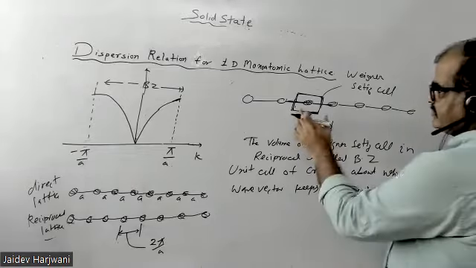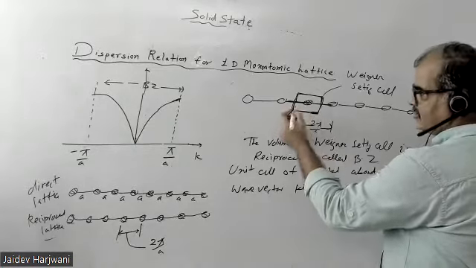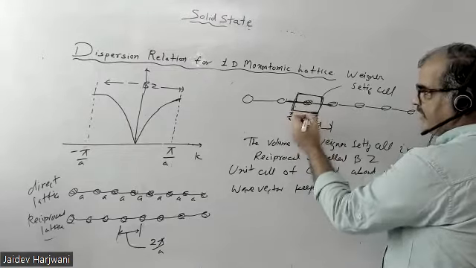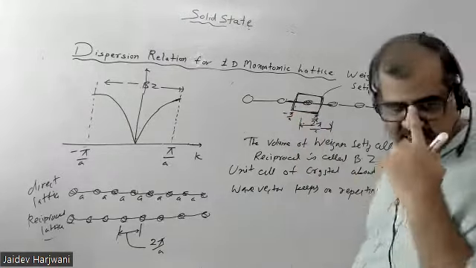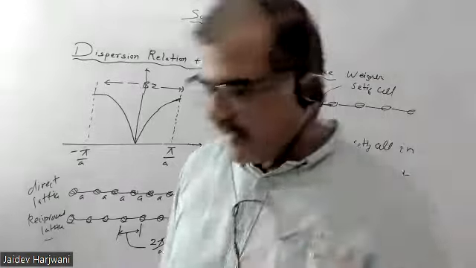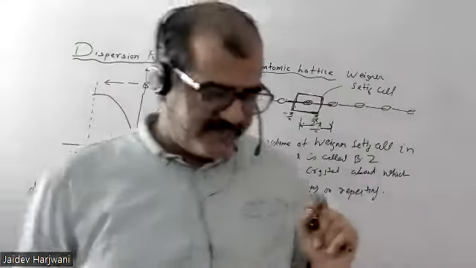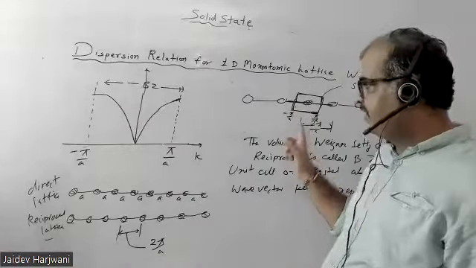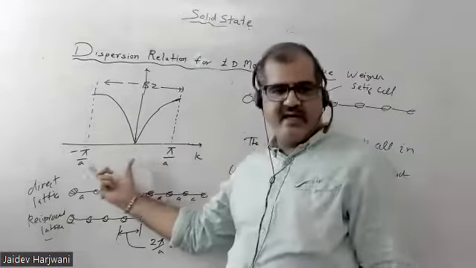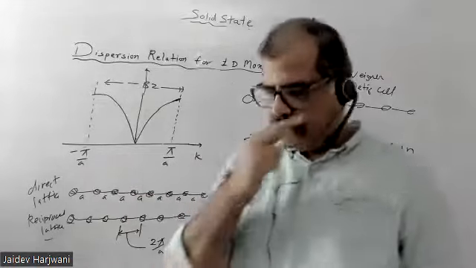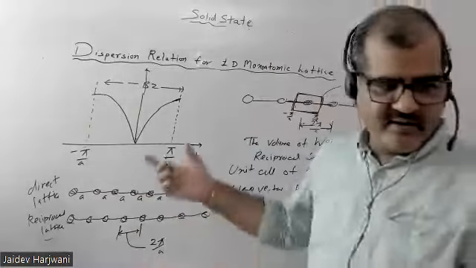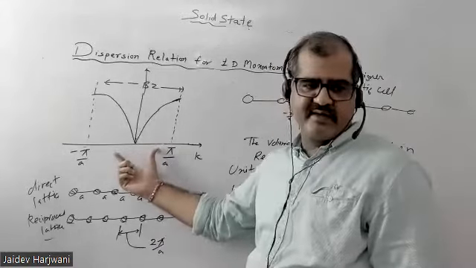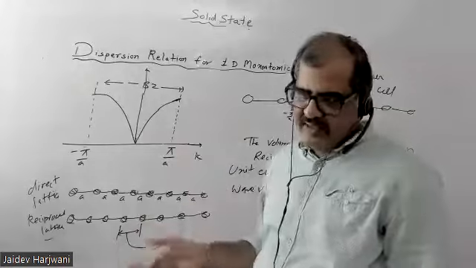Now the distance between two atoms is 2 pi by a. So half of this is pi by a and pi by a. Taking the center, this will be minus pi by a. So this region from plus pi by a to minus pi by a is called your Brillouin zone. In terms of k, the region which contains only unique wave vectors, unique solutions, is called your Brillouin zone.